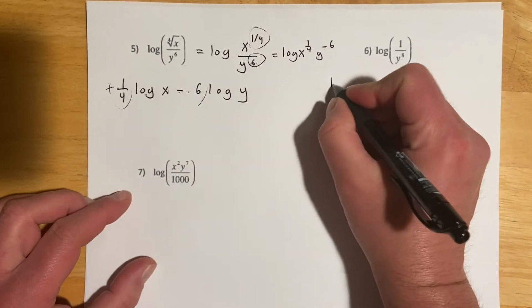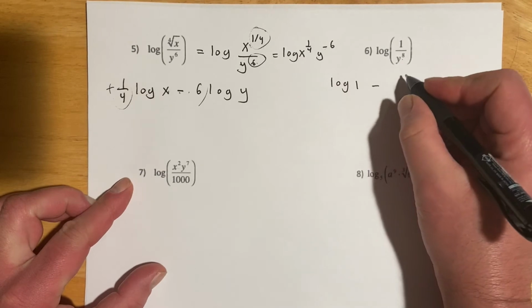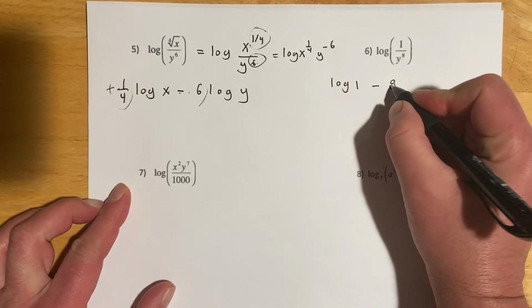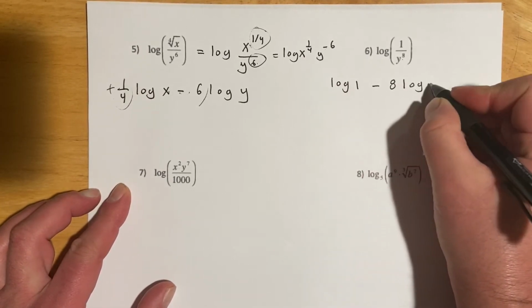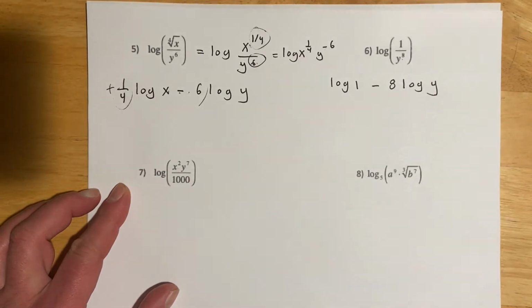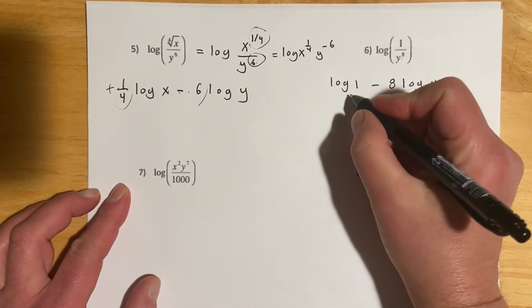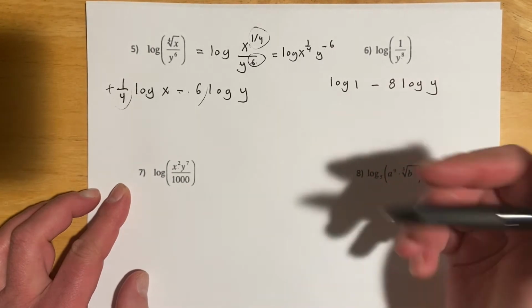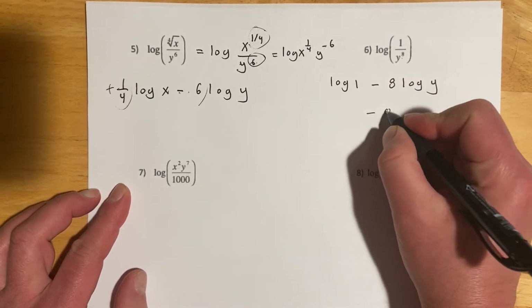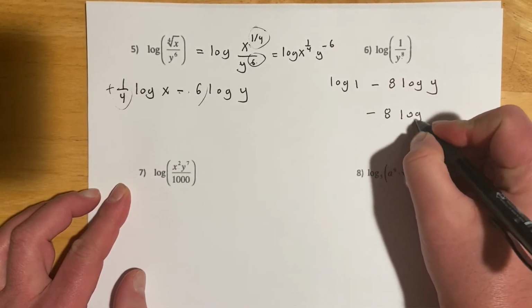For this one, this would be log 1 minus, and then that power is 8, so I'll write it as 8 log y. And then log 1 is really 0, because what power do I raise something to get 1 would be 0. So that piece drops out, and 8 log y.